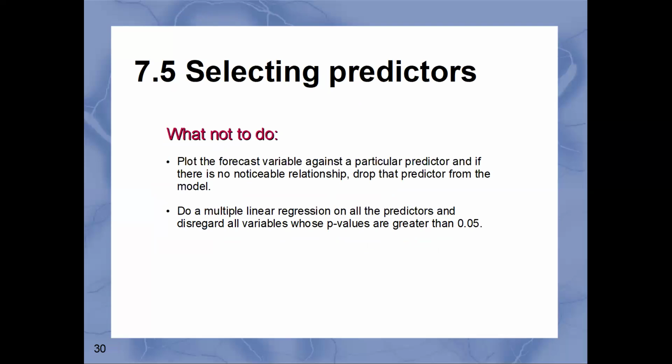So how do we select these predictors? Well, we can plot the forecast variable against a particular predictor and if there's no noticeable relationship, then drop that predictor from the model. Or we do a multiple linear regression on all the predictors and disregard all variables whose p-values are greater than 0.05. So in essence, we look at each predictor and see if it is going to be useful in predicting the future.